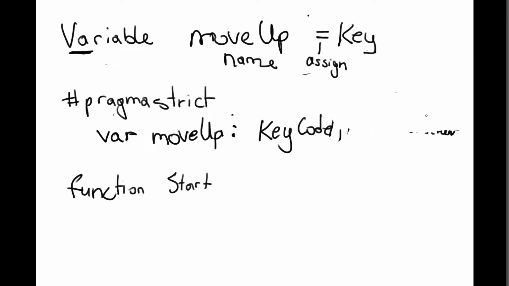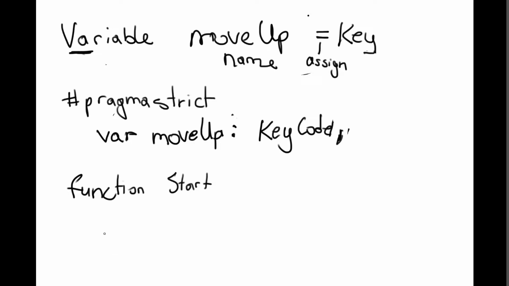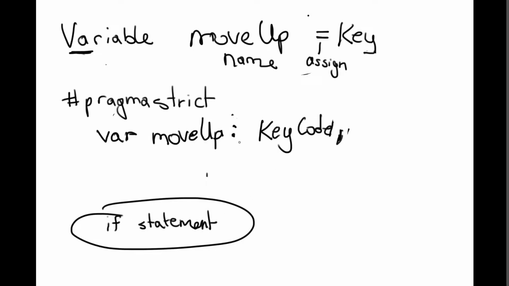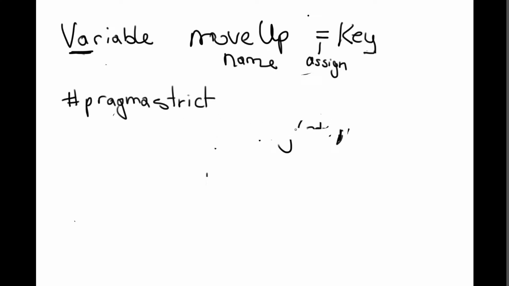Now, with that done, we actually need to tell Unity what we want this variable to control. So for that, we need to create what's called an if statement. Now, this statement is actually pretty simple. Let me erase this right here. Clear out some more space in this whiteboard we have.